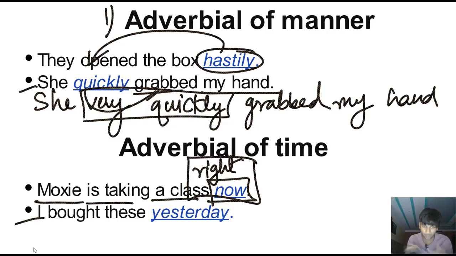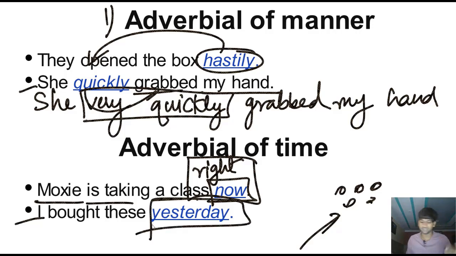I bought these. Let's suppose I'm pointing out something, right? I bought these, right? These when? Yesterday. So yesterday is an adverbial of time, a word, just one word. I can say I bought these.